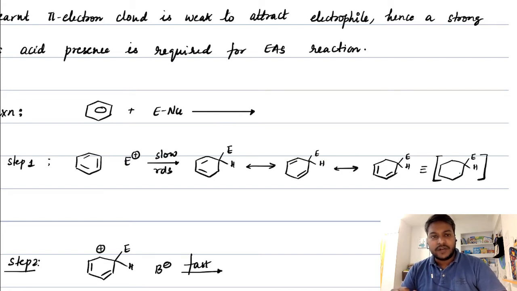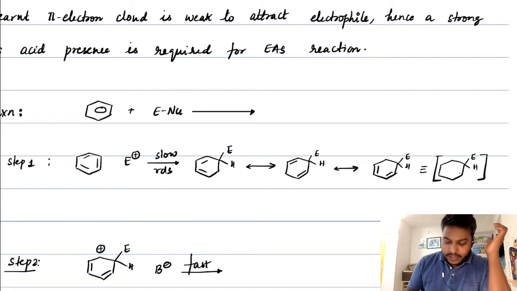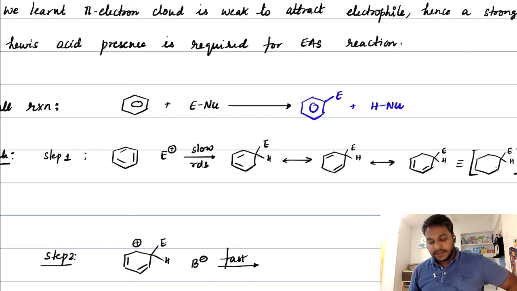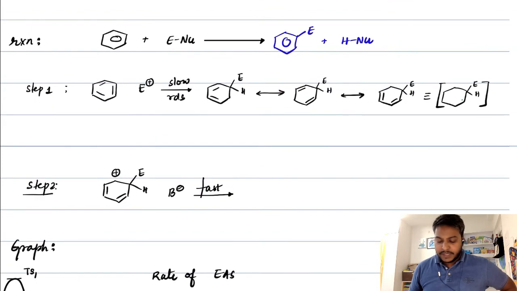So if you see the overall reaction, the idea here is that benzene, when you treat with an electrophile, and a nucleophile present here. So the overall reaction is that there is an electrophile which is getting substituted and hydrogen is leaving away with the nucleophile. All right. This is the overall reaction. And let us see what the steps involved here are. The first step is that benzene will try to attract the electrophile here. And it gets added up here.